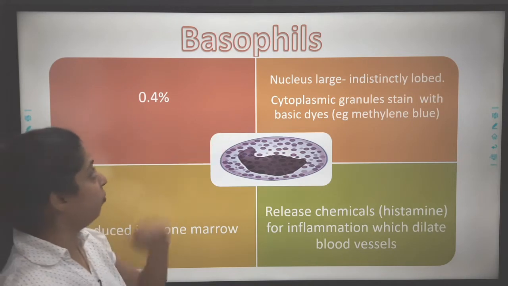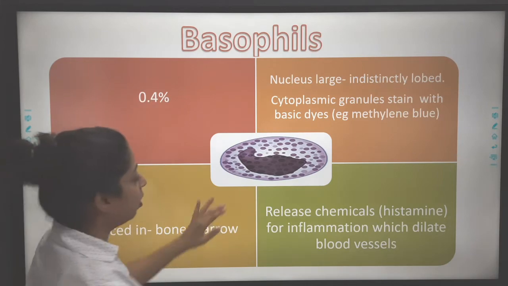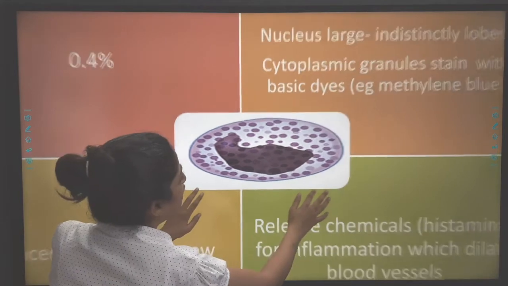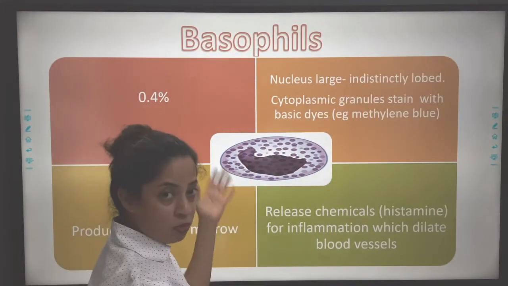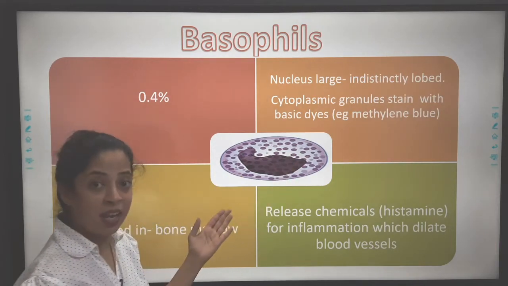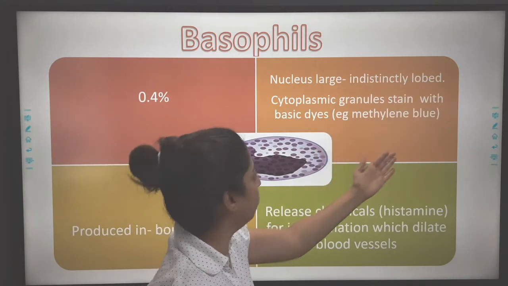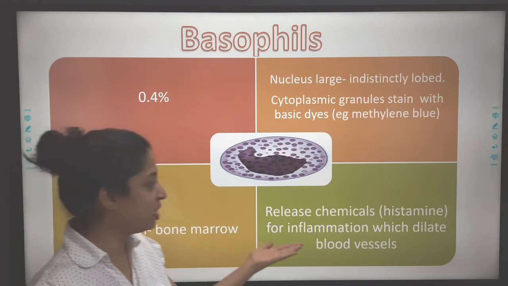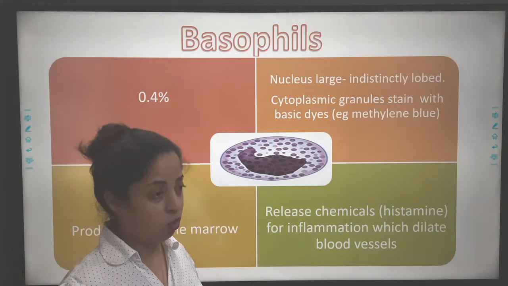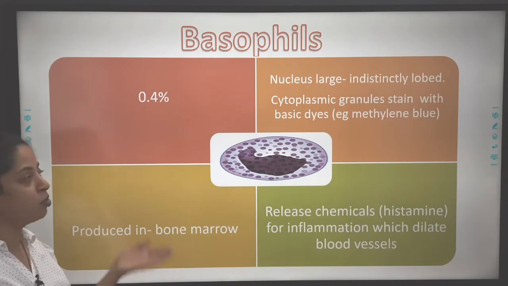Coming on to basophils, they constitute only around 0.4% of the WBC. Here you can see the nucleus is large, and we are not able to distinguish how many lobes there are. So it is indistinctly lobed. The cytoplasm is again granular, and here it is stained with basic dyes like methylene blue. Their function is to release chemicals, especially histamine, for inflammation, which dilates the blood vessels. Going further, I am going to explain what inflammation is all about. Now they are produced in bone marrow.